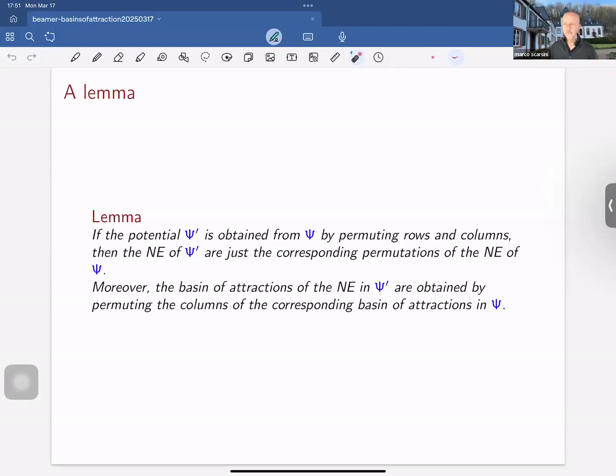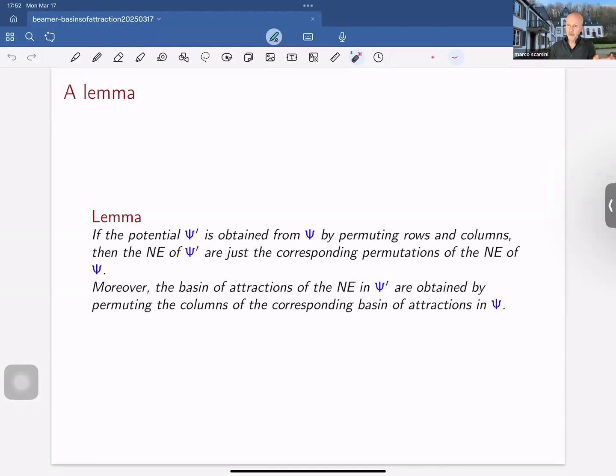So how do we prove the result? Basically, the result goes by a construction that's based on a coupling. So we suitably couple two processes. But to do that, we need a lemma, which is overall easy. If you take a potential psi and you transform it into a potential psi prime simply by permuting rows and columns, well, nothing changes. You get the same set of equilibria, and the equilibria under psi prime are just the permutation of the equilibria under psi. So permutation of rows and columns doesn't change the situation.